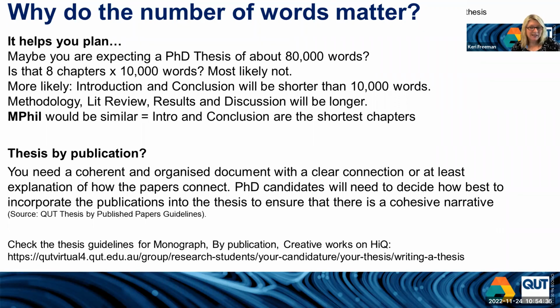So does that mean less time for each one? Potentially. Your MPhil would be similar. Of course, your intro and conclusion will still be the shortest chapters. So even though you might not be aiming for 80,000 words, it might be a bit less. Your PhD might be 100,000, you know. So even if you don't know for sure, you can take a guess to help you work out how much more time you need to spend on each chapter.